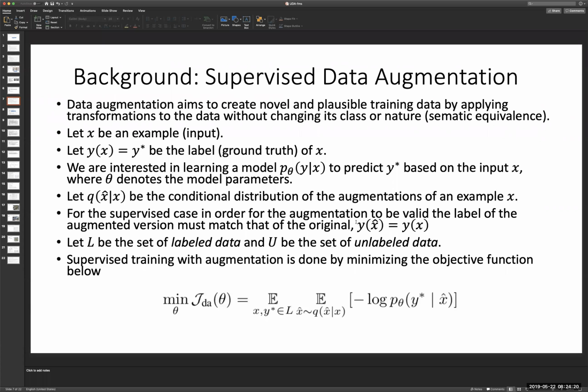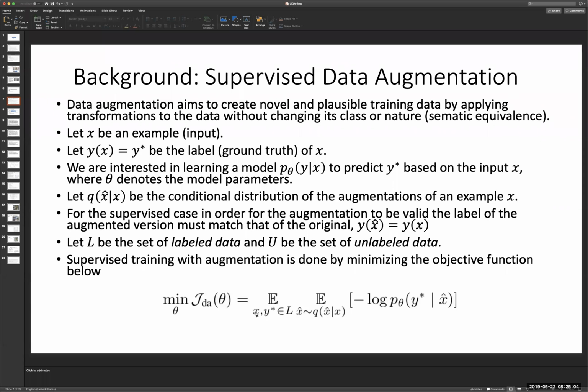So then, supervised training with augmentation is done by minimizing the objective function below. Let's go through this equation because it's built upon in UDA. We see two expectations, an outer expectation and an inner expectation. The outer expectation is essentially a mean over L, so a mean over the labeled data, whereas the inner expectation is a mean over the augmentations.